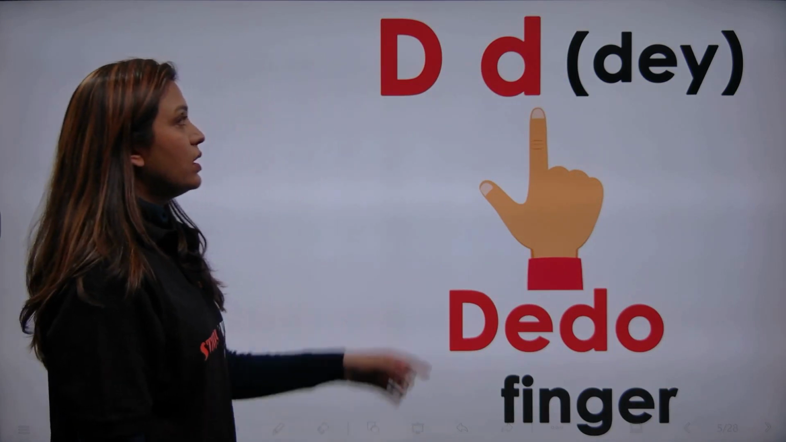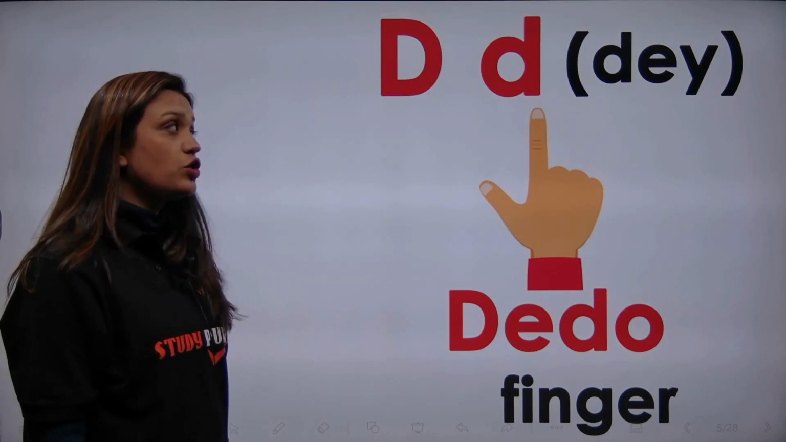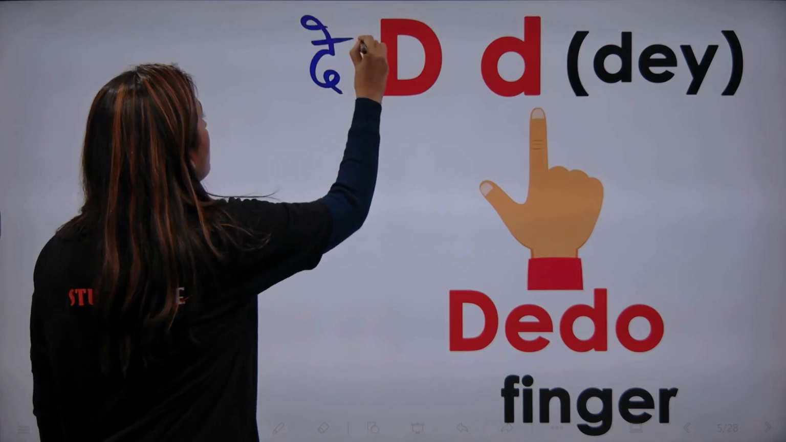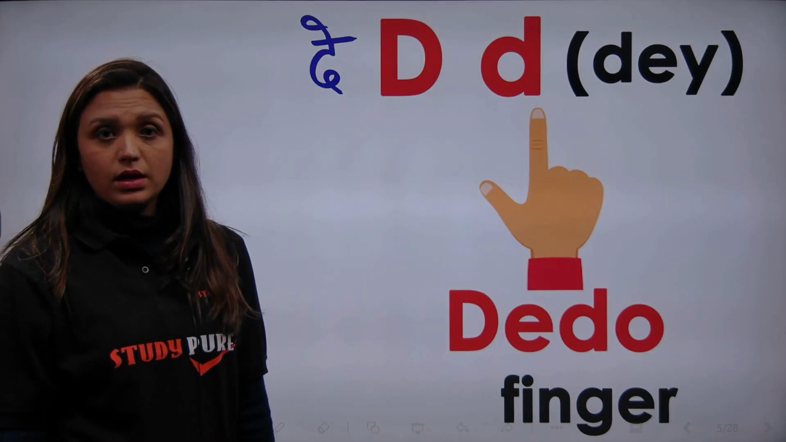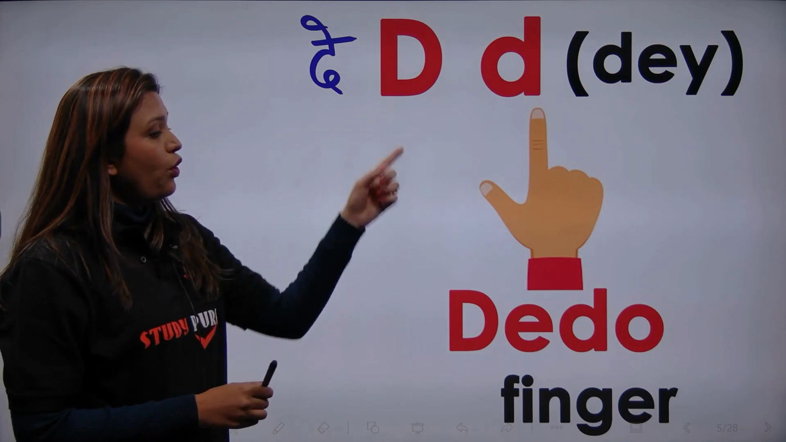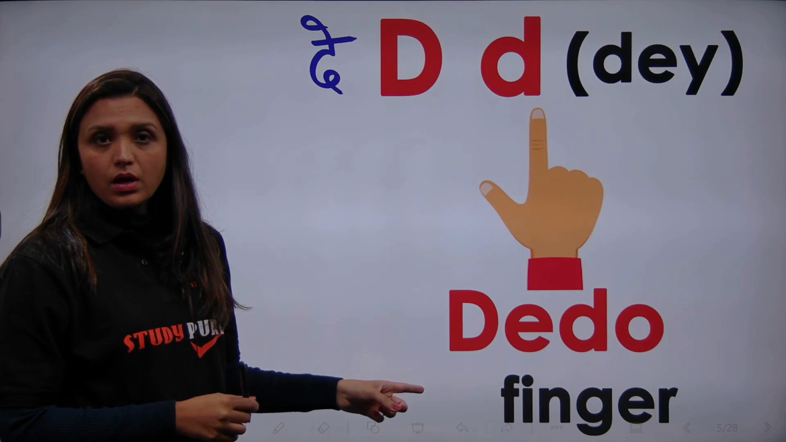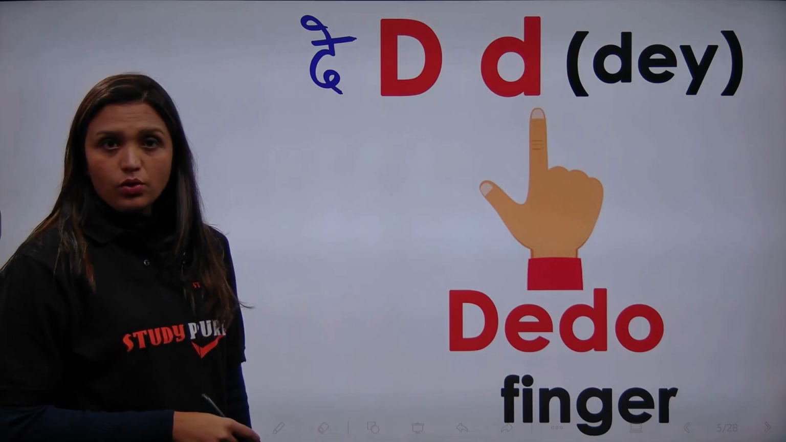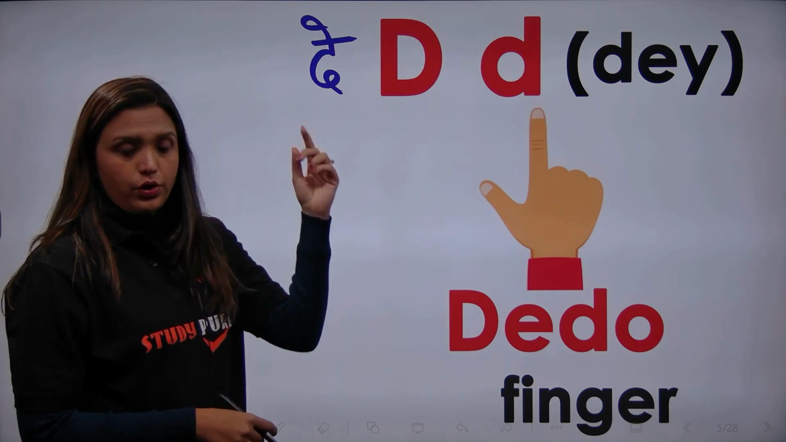We have D. And D in Spanish is called de. And D for dedo. Dedo, a finger. It's called dedo. So that's de for you.